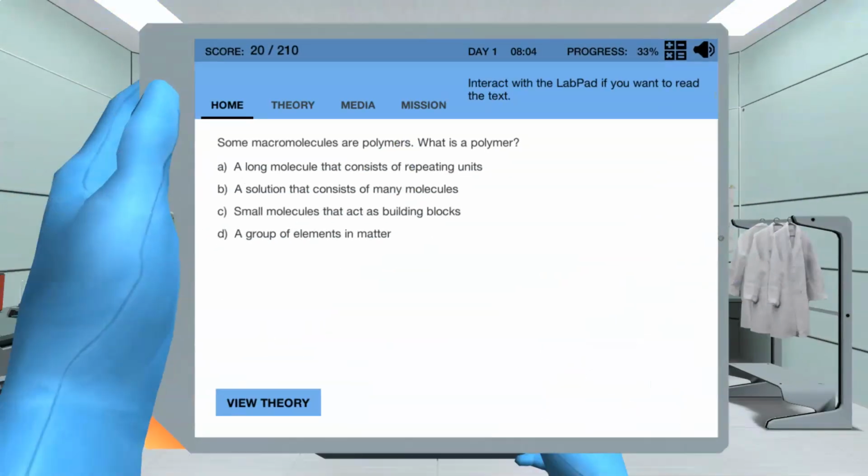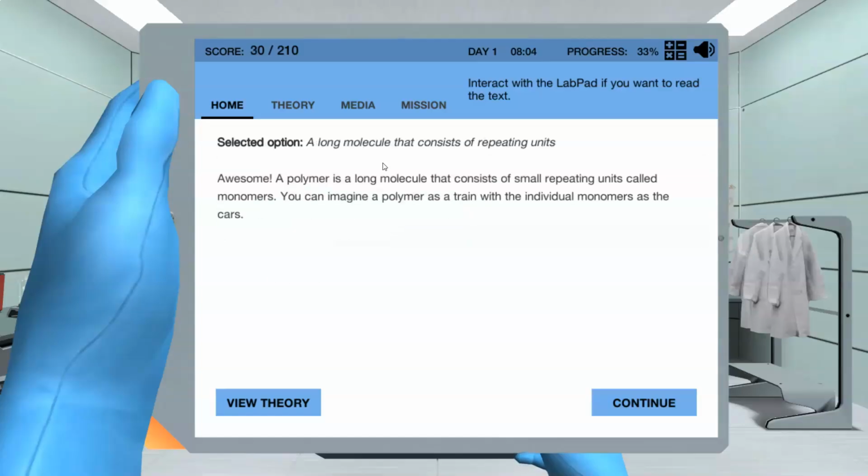Some macromolecules are polymers. What is a polymer? Awesome! A polymer is a long molecule that consists of small repeating units called monomers. You can imagine a polymer as a train with the individual monomers as the cars.